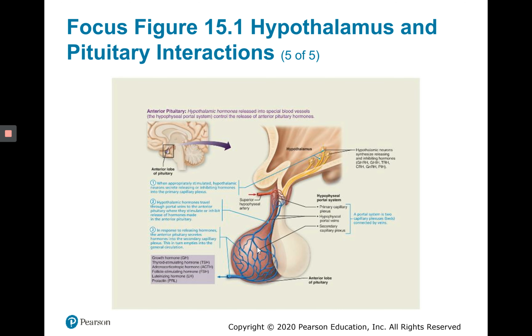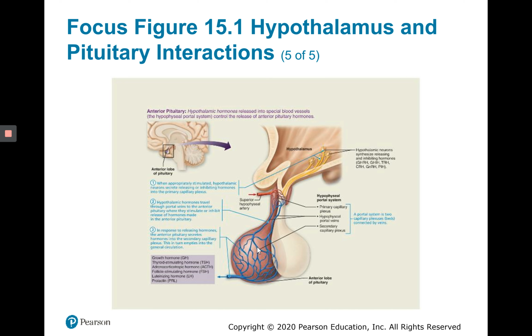So again, let's look at this figure 15.1, so we can see the connection between the hypothalamus and the anterior pituitary lobe. So there still are hypothalamic neurons, but instead of having their tracks go all the way through the infundibulum, in the case of the anterior pituitary, they stop at the primary capillary plexus.